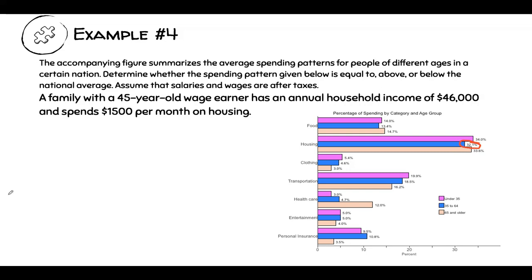However, it tells us that they're spending $1,500 a month on housing. So once again, we have somebody living beyond their means, right? By about $300 a month. They should either get a roommate, find another way to earn an extra $300 a month towards their housing, or maybe their annual household income needs to change in a positive way. Maybe they need to find a less expensive house.